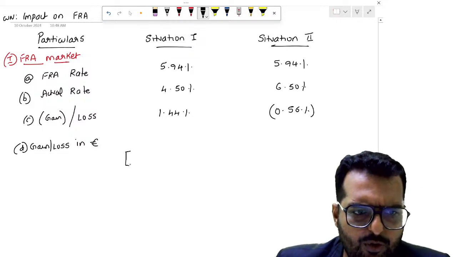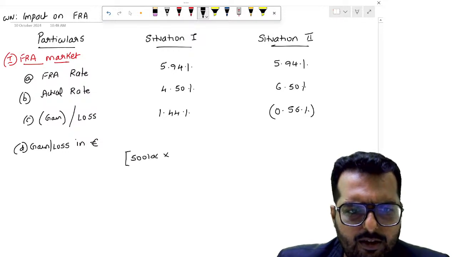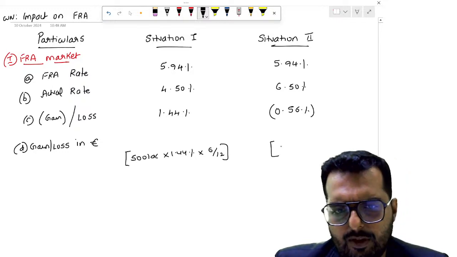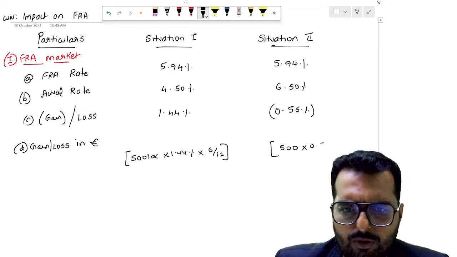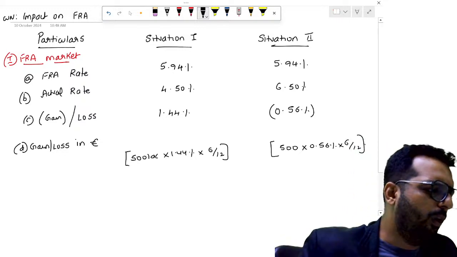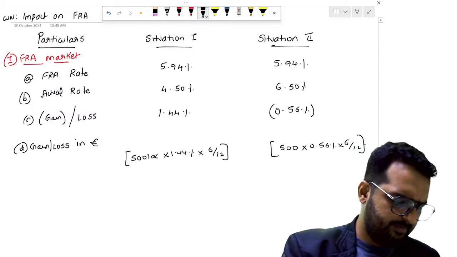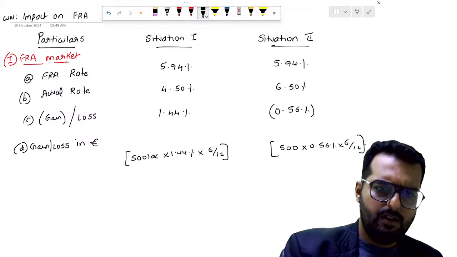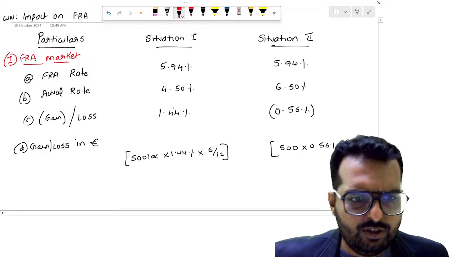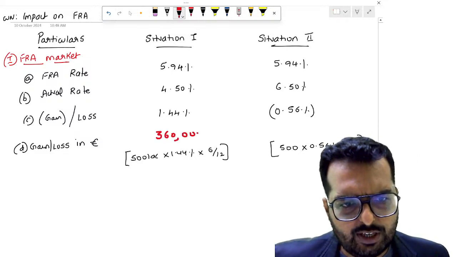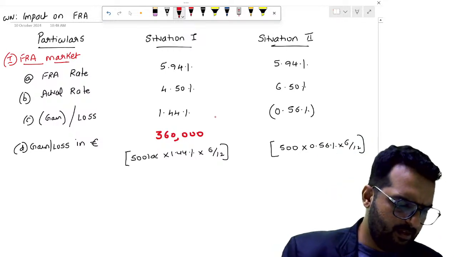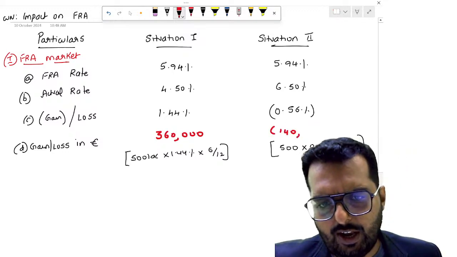So when you do it in euro, the formula would be 500 lakh into 1.44 percentage. You are borrowing for 6 months. Here also 500 lakh into 0.56 percentage into 6 months. Can you work out and tell me what is the amount that you get over here? Do you get the answer as 3,60,000? So here you make a loss of 3,60,000.